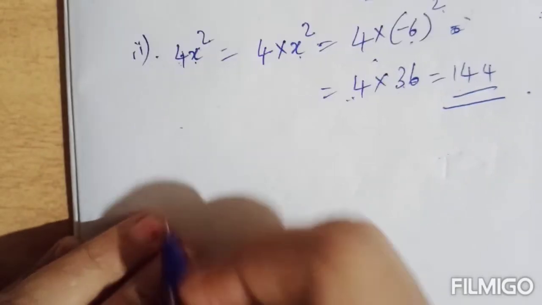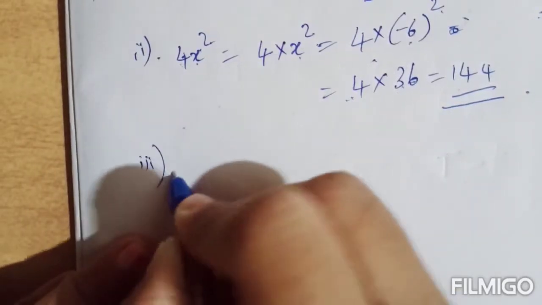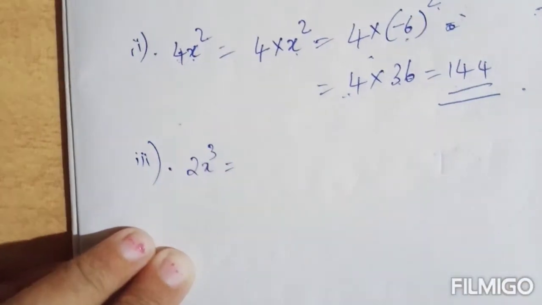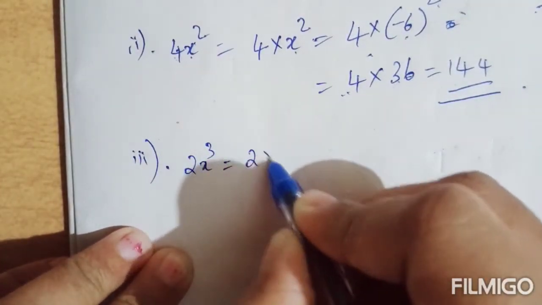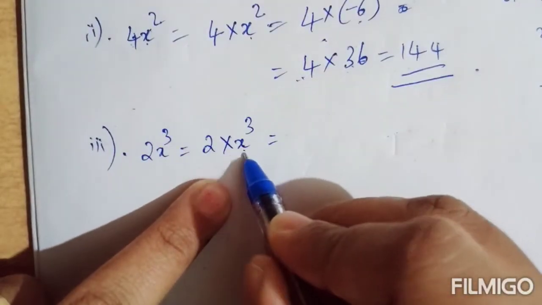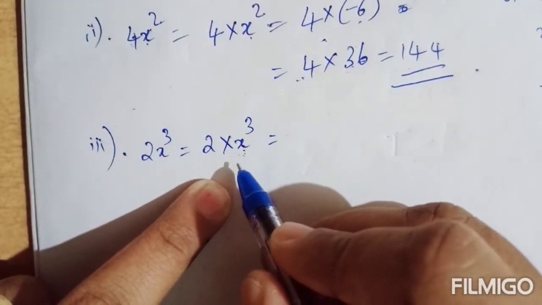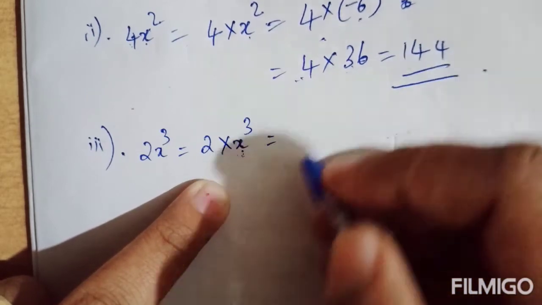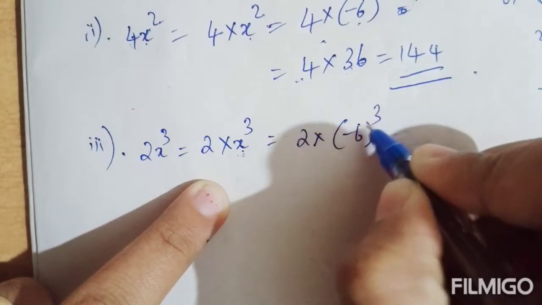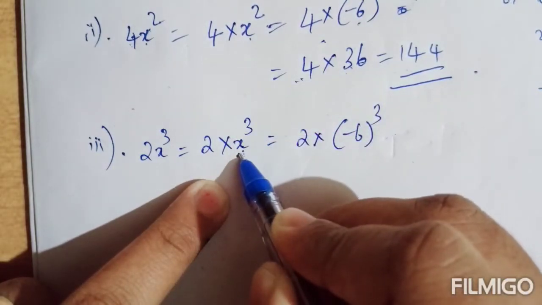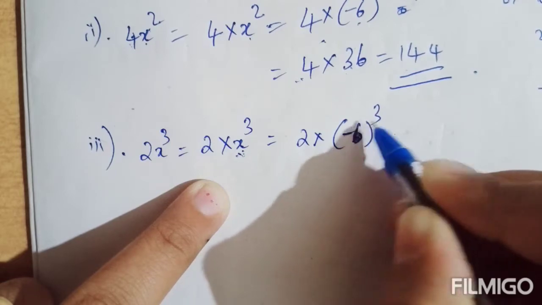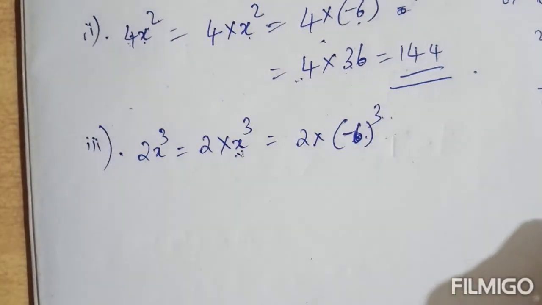In that, third one, 2x cube. 2x cube we can write like this, 2 into x cube. Giving x value. X value is given minus 6. So we can substitute here 2 into minus 6 whole cube. This cube is for x value. So minus 6 is the value of x. Minus 6 whole cube you have to find first.